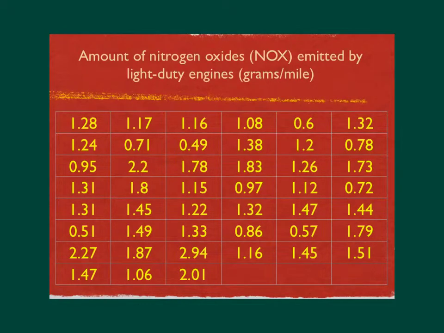Now, what happens if I only have a sample? I don't know the standard deviation of the population. In this case, I'm looking at the amount of nitrogen oxides emitted by light-duty engines, but I don't know anything about the population, so I don't have a sigma of the population. That doesn't exist. Instead, I have 45 vehicles, and I could take data from this sample of 45 vehicles, but I can't say anything else about the actual standard deviation of the population.